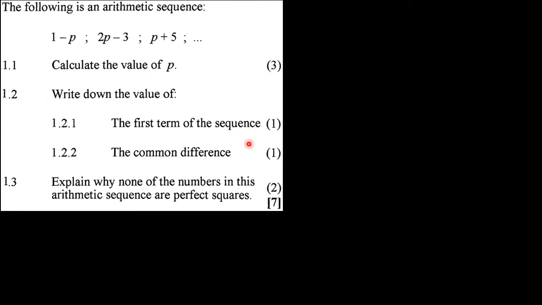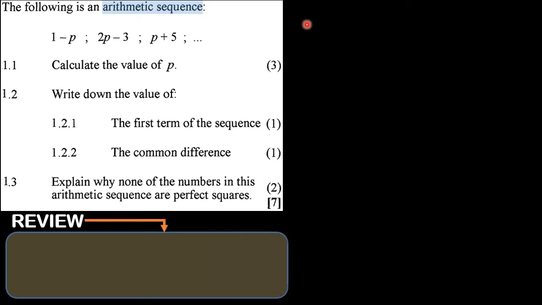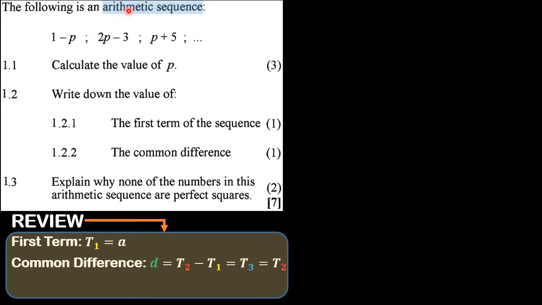Now let's proceed. The first thing that we check is that this is an arithmetic progression. So the fact that it is arithmetic, there are certain things that we should review. In an arithmetic sequence, the first term is given by t1, which equals a. In this case, it is 1 minus p. Another thing we know is that as long as it is an arithmetic sequence, it will have a common difference d. How do we determine d? We always take the difference between any two successive or consecutive terms.